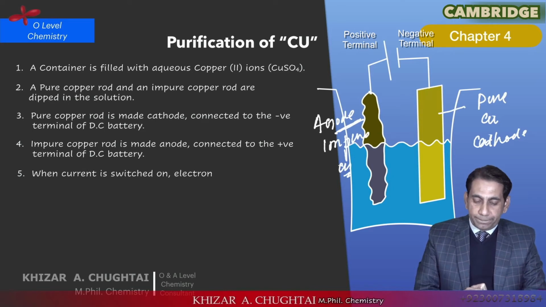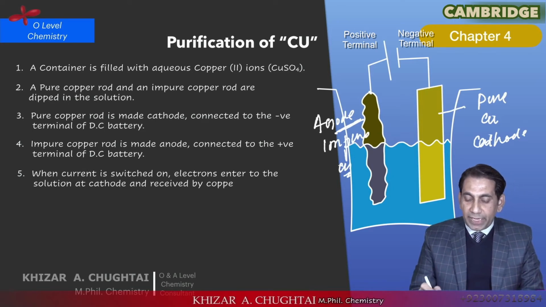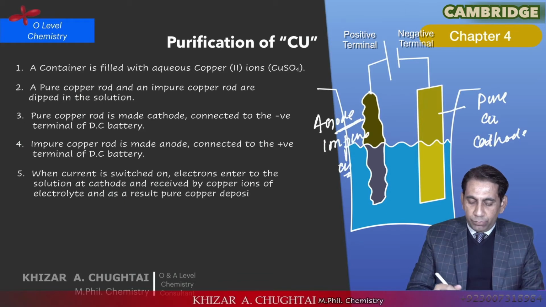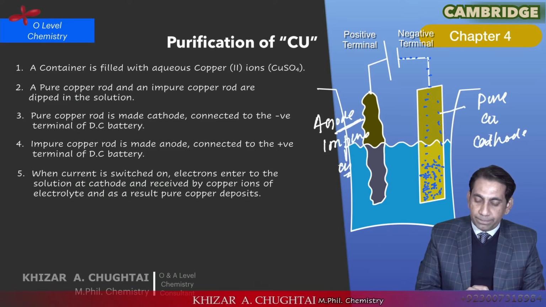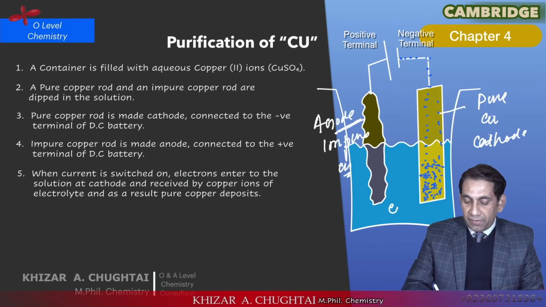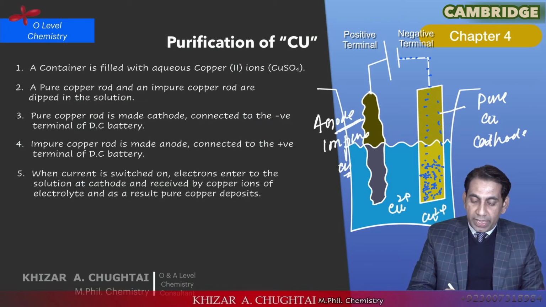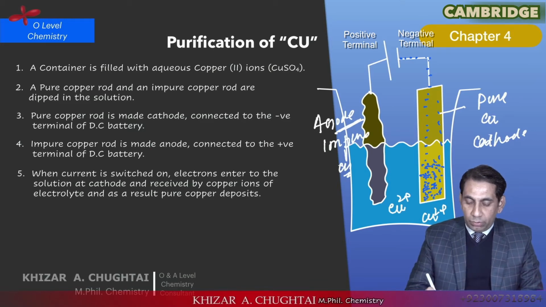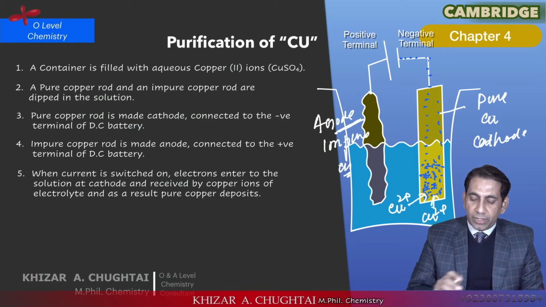When current is switched on, electrons enter the solution at the cathode terminal. Electrons move from the battery to the cathode. Here the copper 2 positive ions present in the electrolyte can receive these electrons. So as the electrons arrive over here, these copper 2 positive ions will run towards the cathode and they will receive the electrons.